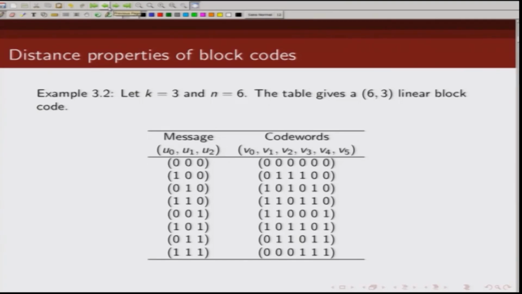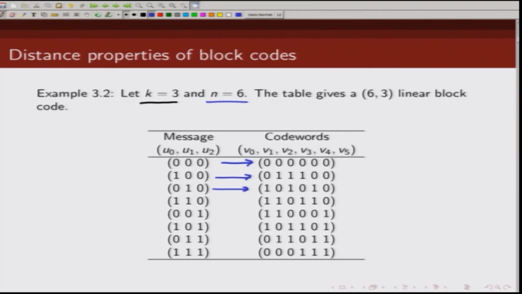So, this is one example of a linear block code where the number of information bits is 3 and the number of coded bits is 6. This is a list of 2^k code words, which is 8 code words. These are the message bits, from 000 to 111, and corresponding to each of these message bits, these are the corresponding code words.